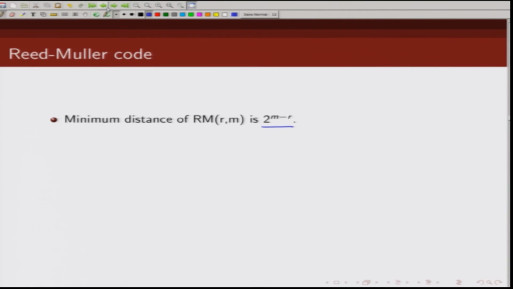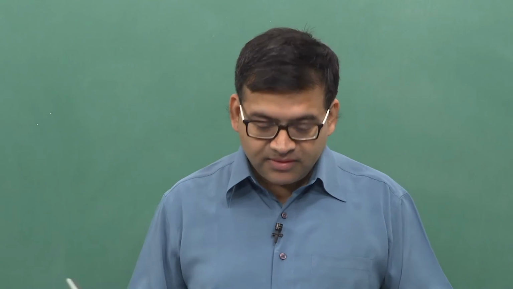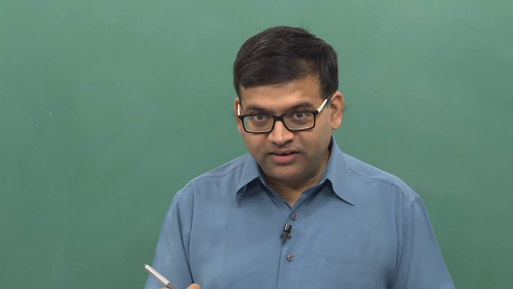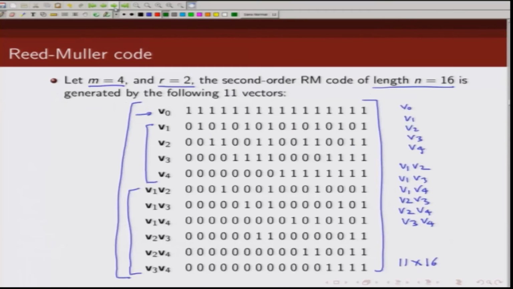What was our generator matrix? Our generator matrix consists of these tuples V0, V1, V2 up to products of degree r. So, if we are considering 0th order Reed-Muller code, this will only have V0 in the G matrix. If we are considering first order Reed-Muller code, it will have V0 and it will also have V1, V2, V3, Vm. If you are considering second order Reed-Muller code, this will have this and it will have all these second order terms. So, you can see that smaller order Reed-Muller code is already embedded in the larger order Reed-Muller code.